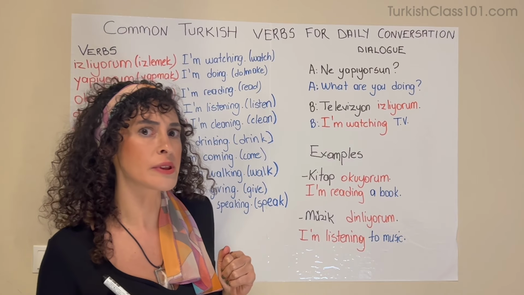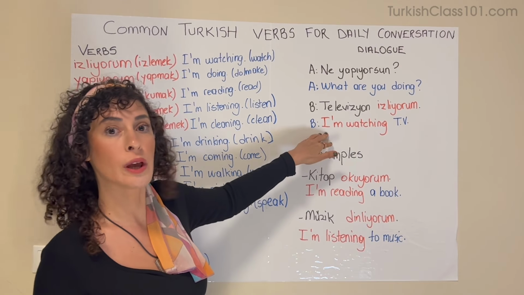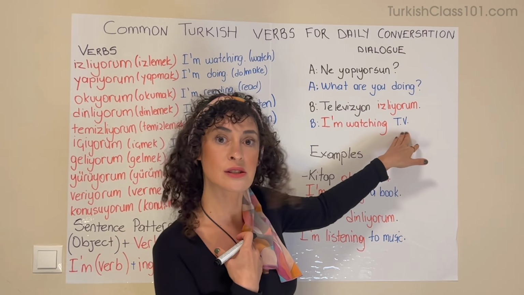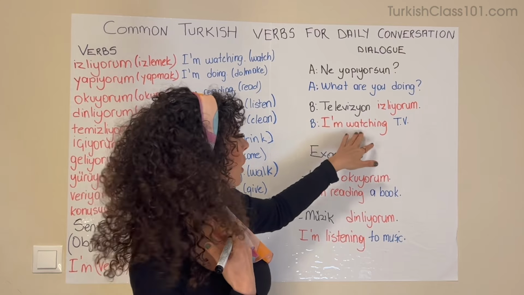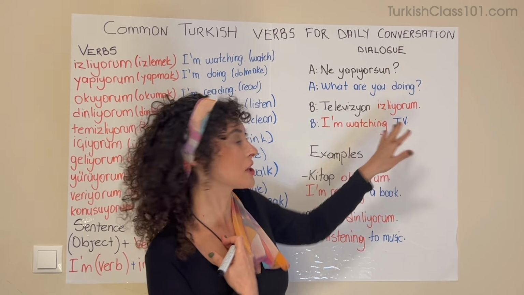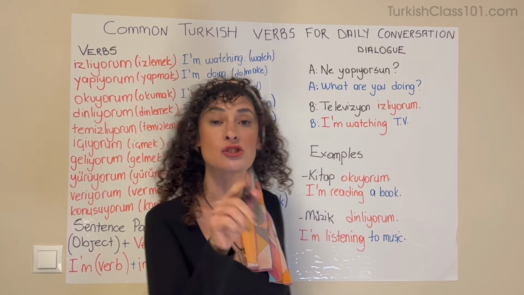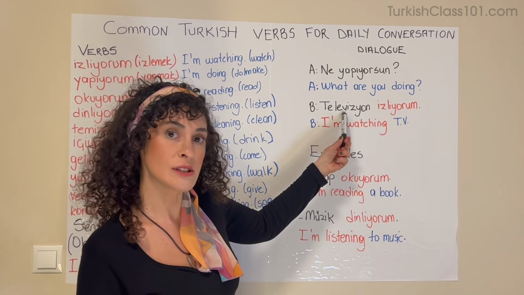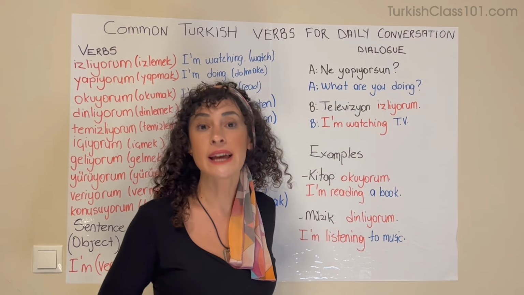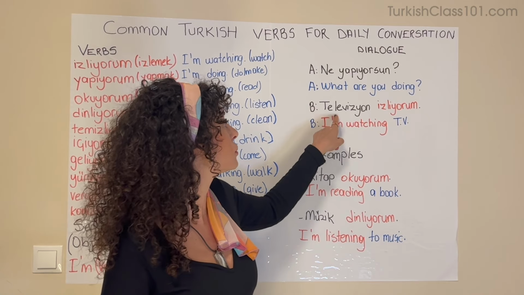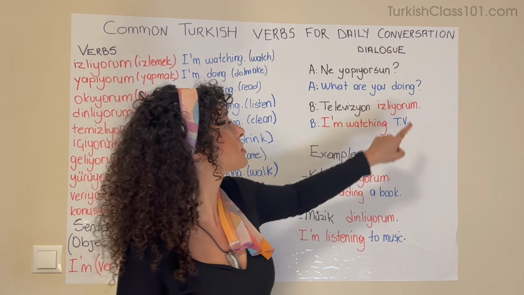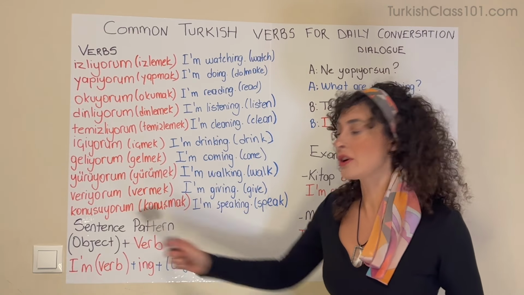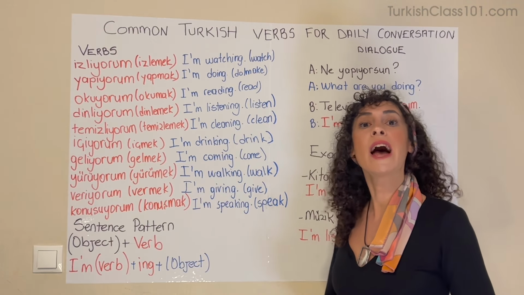And did you guys notice something else? In English, we first have subject, I, verb, watching, then object. Subject, verb, object. But in Turkish, it is a little bit different. We have the object first, televizyon, verb, later, izliyorum. Televizyon, izliyorum. Object, verb. Okay? Let's see the pattern here. We first have the object, then we have the verb.